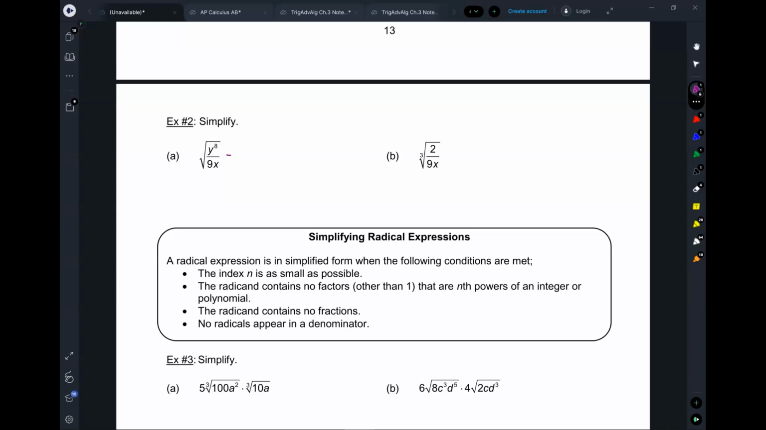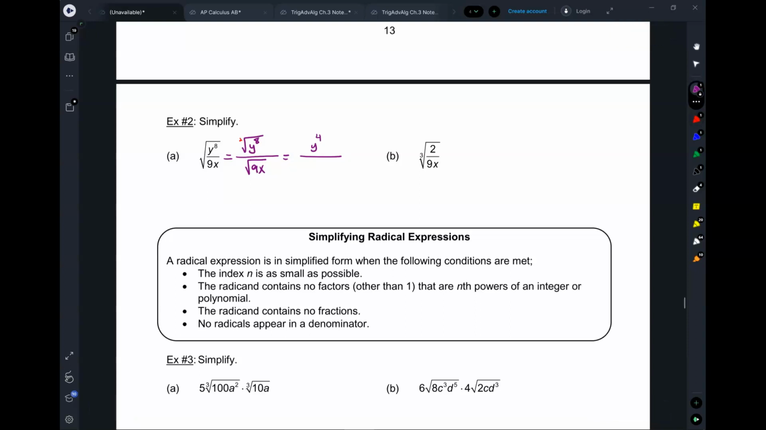Always simplify to the elemental base. Okay, so this one, you have the square root of a fraction. We're going to separate those. So square root of y to the 8, over square root of 9x. In the numerator, what do I get? Y to the power of how much? 4, right? Remember, there is a 2 here, so it'll be 8 over 2, 4.